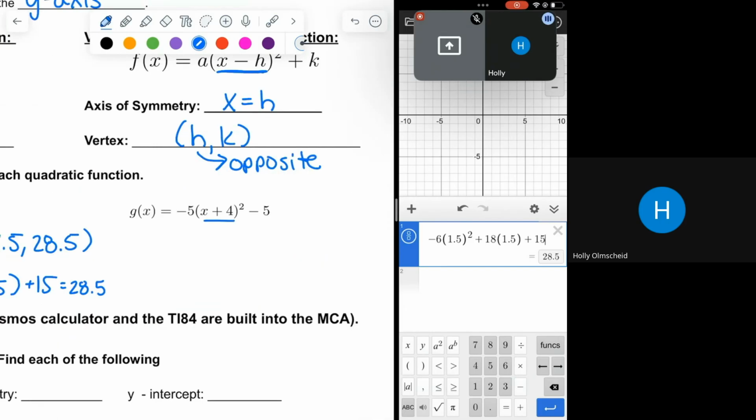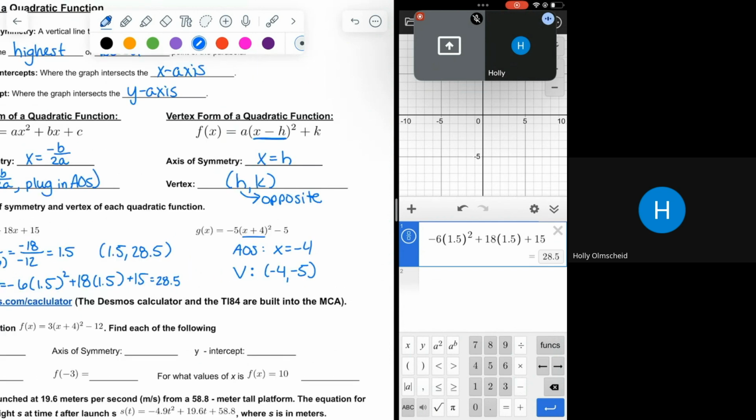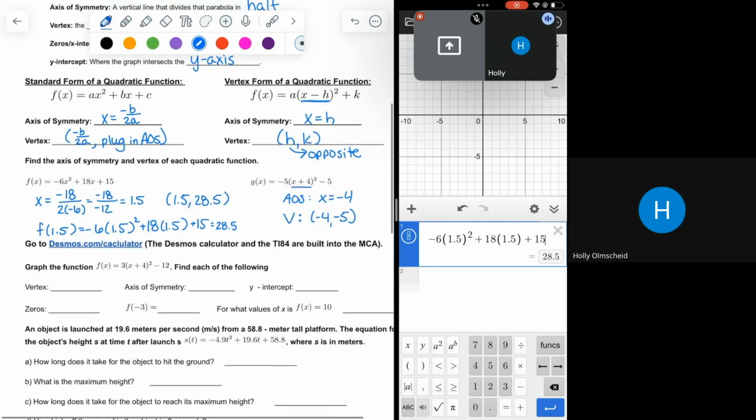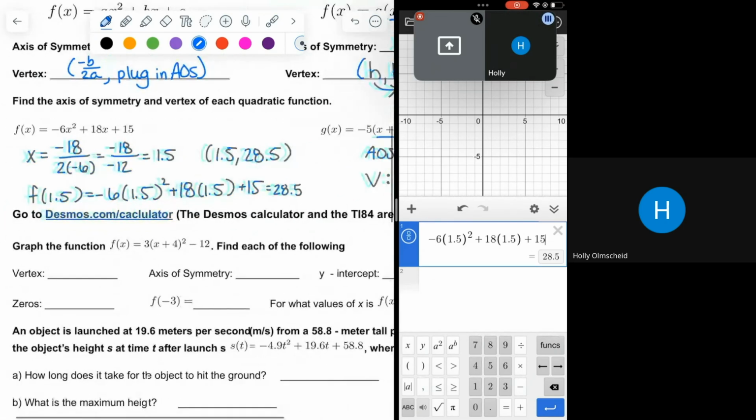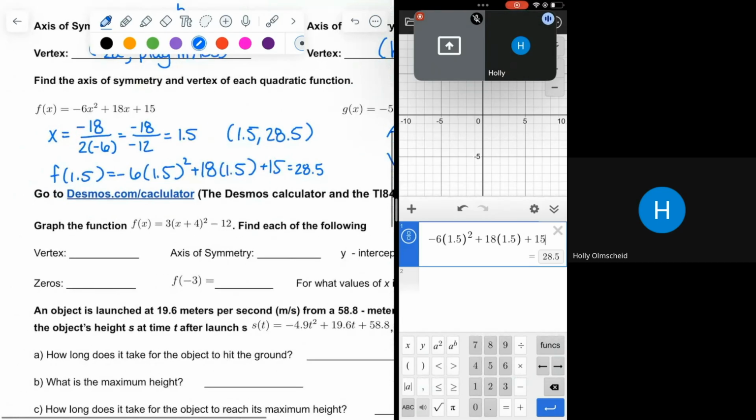Our axis of symmetry is going to be x equals negative 4. And then the vertex is going to be the point (negative 4, negative 5). So it is, of course, quicker to find the vertex using the vertex form. So the rest of these we're now going to graph. So again, you can either go to desmos.com/calculator or you can use your TI-84.